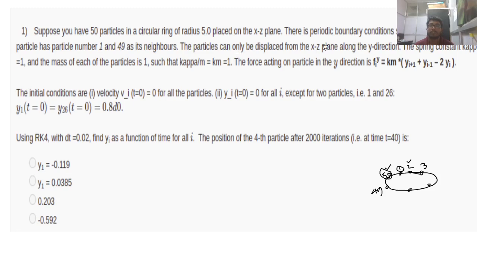So let's move on to this question. The spring constant kappa equals 1, and the mass of each particle is 1. For the ith particle the equation of motion will be m d2y/dt2 equals plus the force, and since kappa by m is 1, you can write it simply as y I plus 1 plus y I minus 1 minus 2 y I. So this will be the equation of motion.